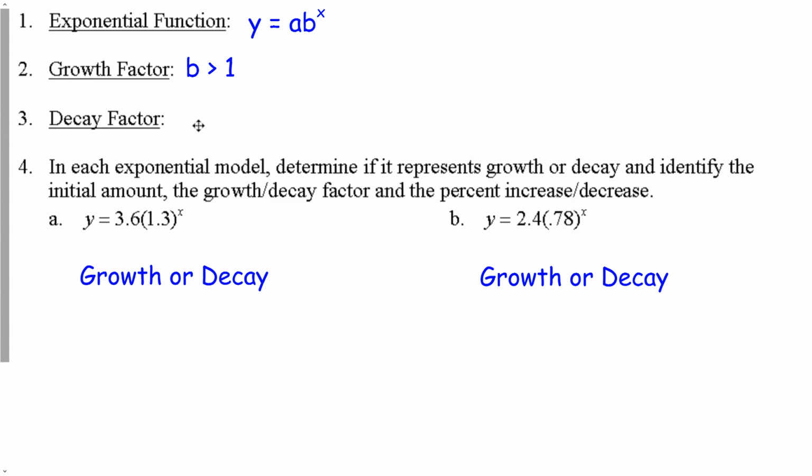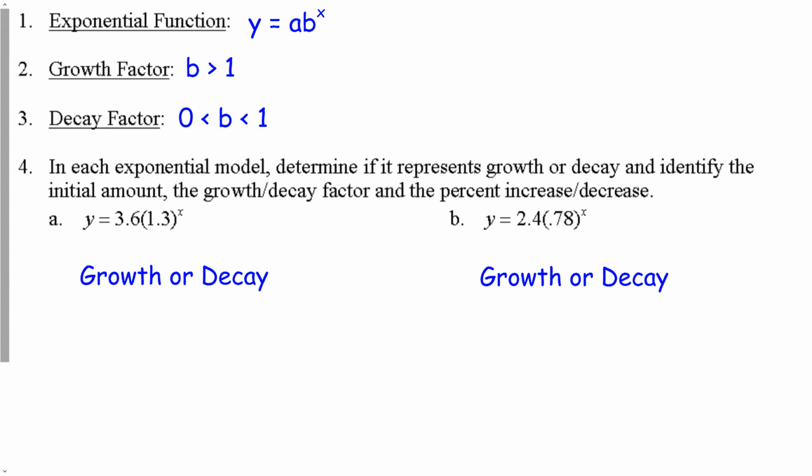And then you have a decay factor. That again is the b value, and it's called a decay factor whenever that b value is between 0 and 1. So exponential functions can either be exponential growth or exponential decay, and how you tell is by looking at the b value. Which one of these, growth factor or decay factor, would it be classified as?